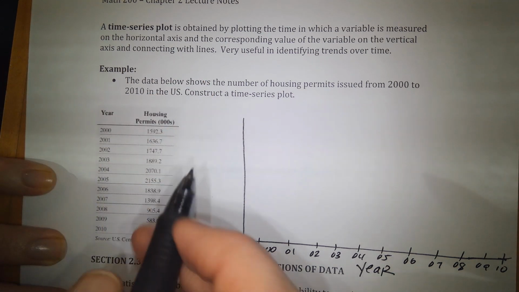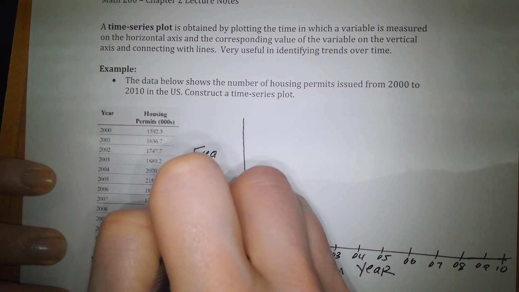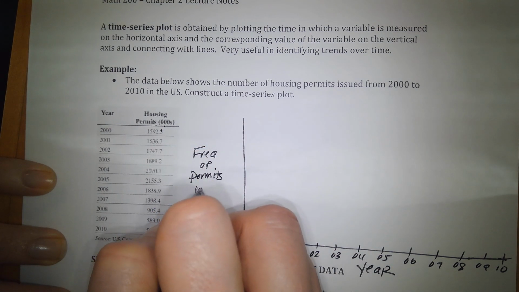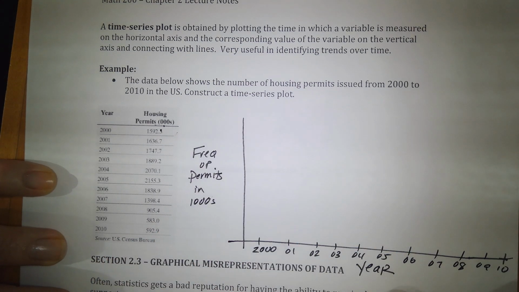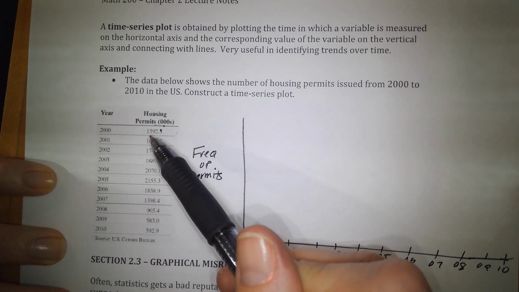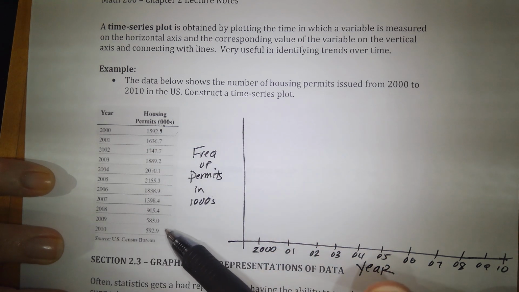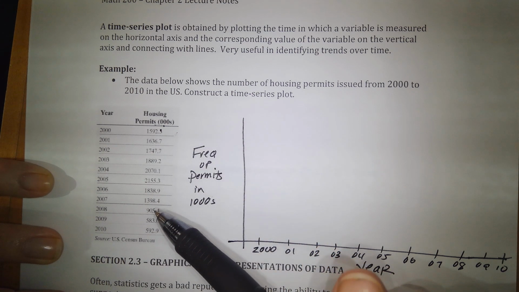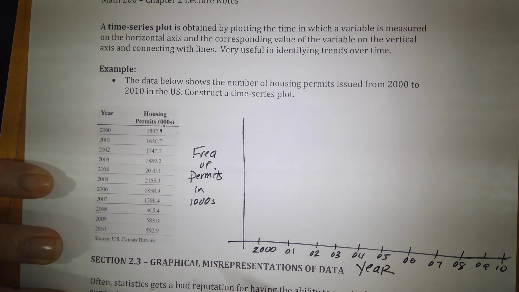Along the vertical axis, I'm going to put the number of permits, so frequency of permits. Now these are in thousands, so I'm going to write that up there, in thousands. So each of these numbers actually has 3 zeros written after it. So in the year 2000, I actually had 1,592,000 permits. In the year 2010, I actually had 592,000 permits. You can see that the number of permits obviously is drastically going down. In the year 2008, that's when the shakeup occurred, when we hit that mini recession.